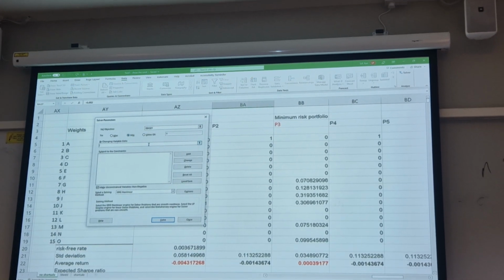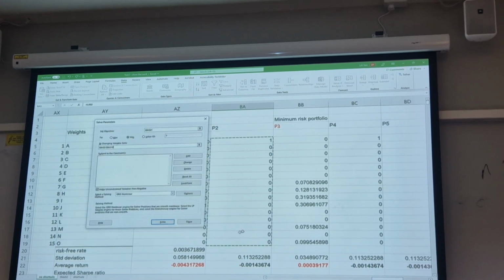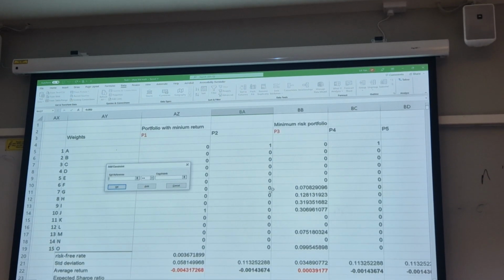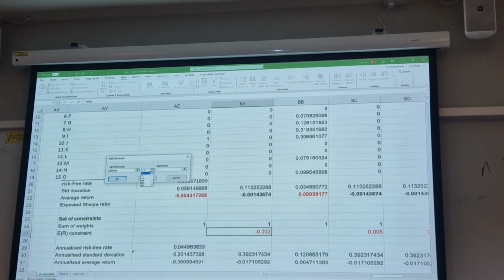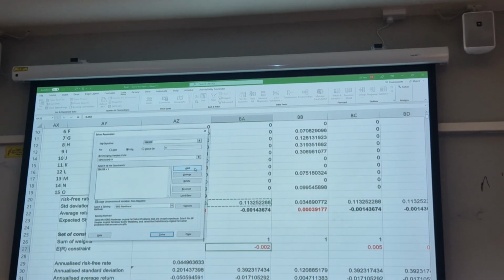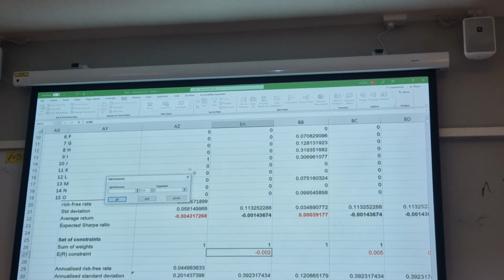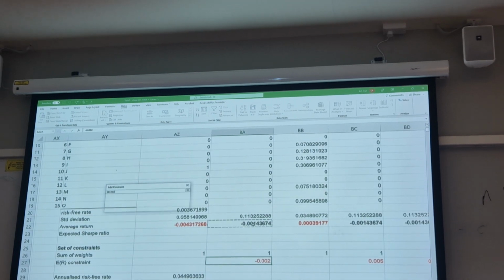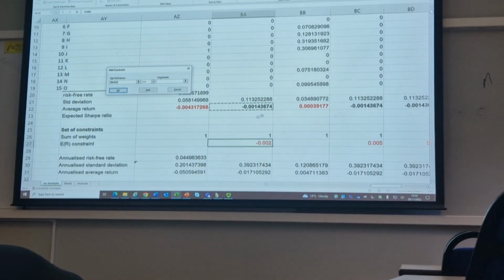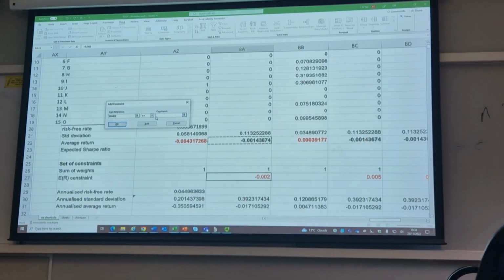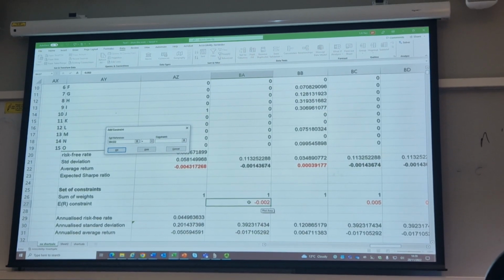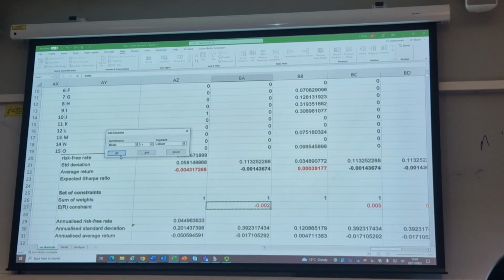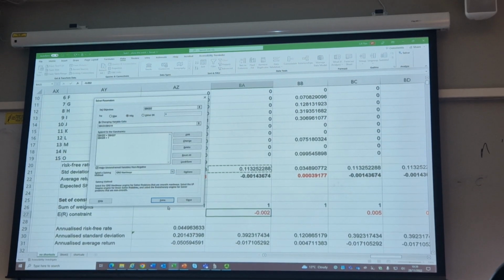And then highlight the weights and constraints. So this time we need to set 2 constraints. First one, of course, the sum of weight equal to 1. And then the second constraint is the return of the portfolio. So we select the return of the portfolio equals to target return. So we just highlight the target return here.